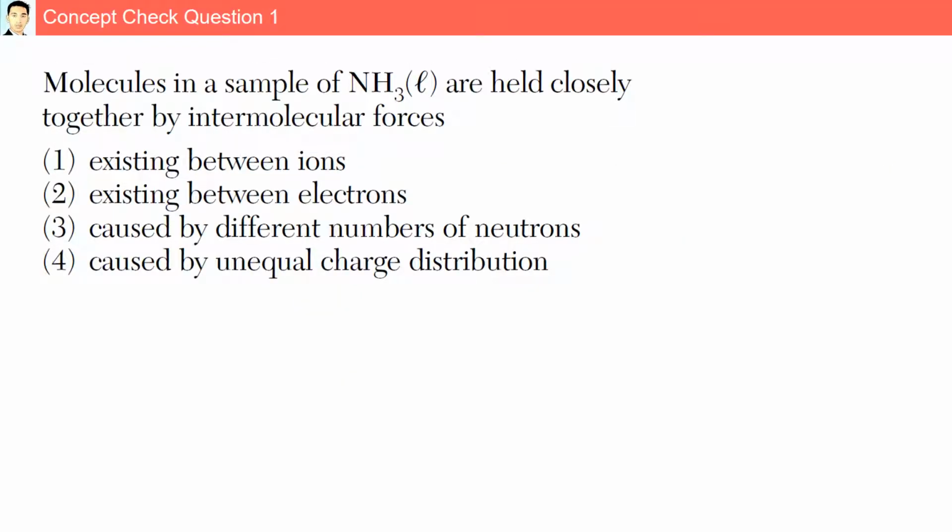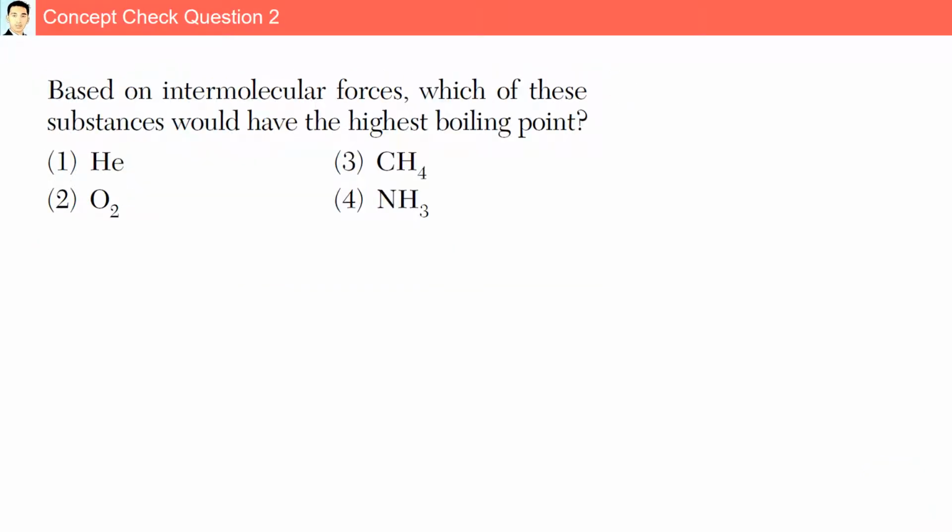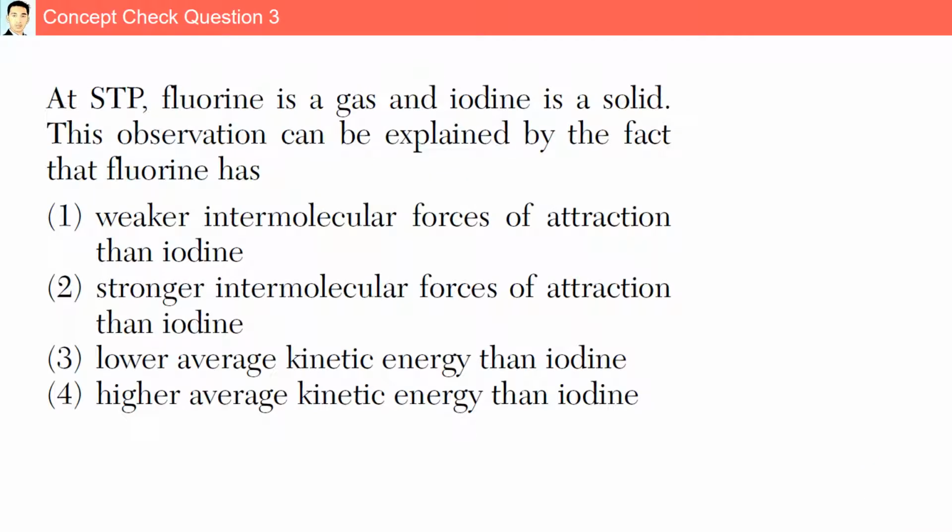Concept check question 1. Molecules in a sample of NH3 liquid are held closely together by intermolecular forces caused by unequal charge distribution. Concept check question 2. Based on intermolecular forces, which of these substances would have the highest boiling point? NH3. All the other substances are non-polar, while NH3 is a polar substance and would have hydrogen bonding between its molecules.